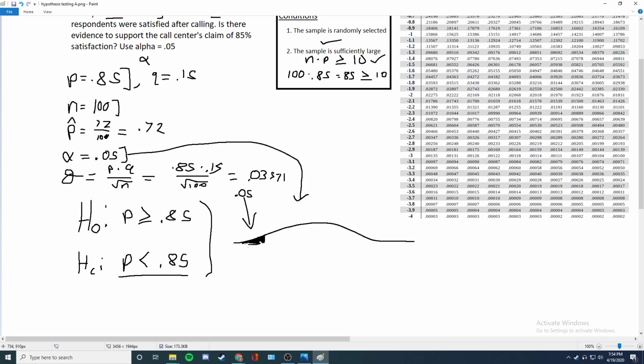So 5% of all samples, if we have a randomly selected sample and we're assuming that our null is true, 5% of all of those random samples should end up in this area. Since our alpha is 0.05, any sample that shows up in this area, we're going to reject the null, which means that we're saying that it's inaccurate, basically. So in order to see if our sample's in that range, what I do first is figure out what z value corresponds to this alpha, or z alpha.